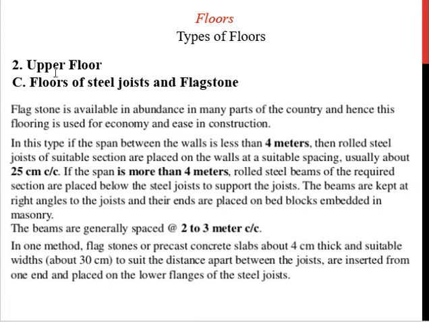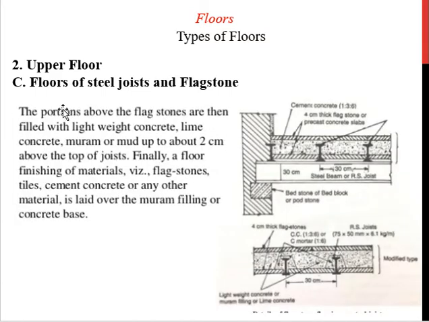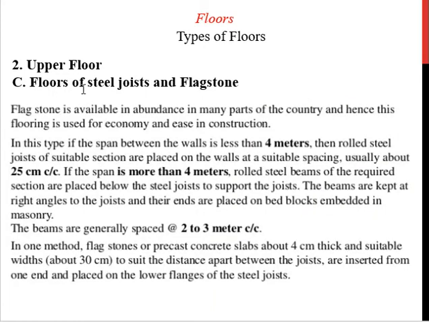The next type of upper floor is the floor of steel joist and flagstone. Again, there are certain specifications regarding that. In this case, we are using steel joist. As you can see over here, these are the steel joists that we have embedded in our upper floor, and certain flagstones have also been provided over here. These are the specifications regarding the steel joist and the flagstone. Since flagstone is available in abundance, we can go for flagstone if you are constructing the upper floor. Here the beams are spaced at 2 to 3 meters center to center.